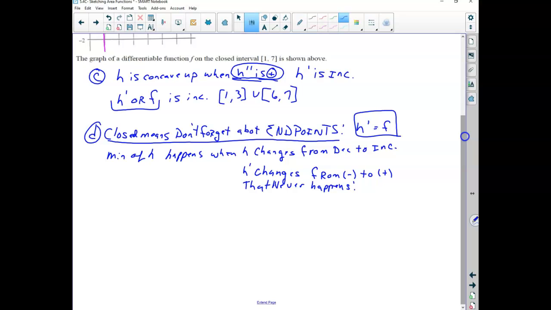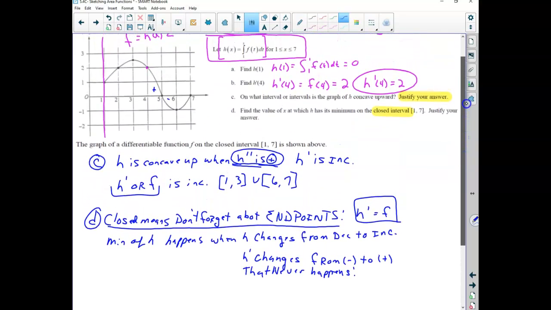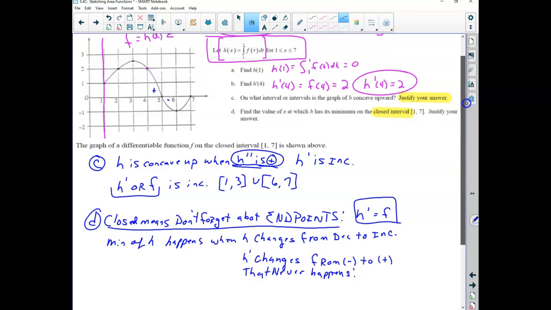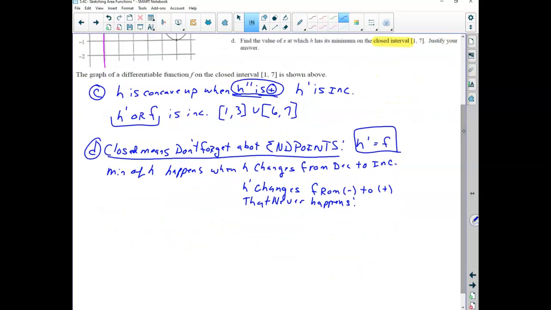However, I do have endpoints, okay? So I need to know what my endpoints are. Well, I already know one of them. I need to know h of 1. Well, I know that's the integral from 1 to 1 of f of t dt. And I know that equals 0 because that was my area accumulation line.